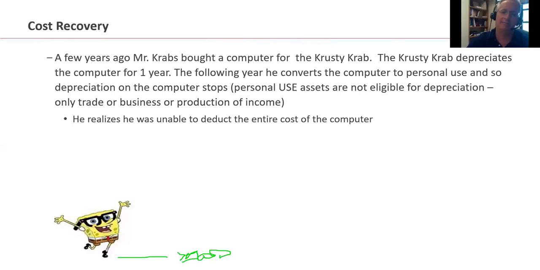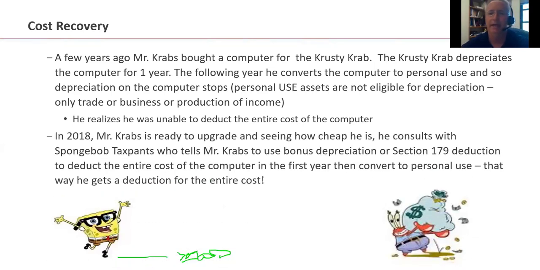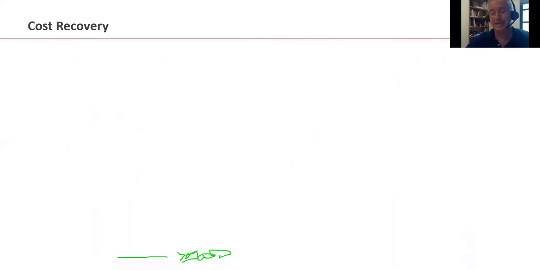So of course, he comes up with a crazy idea. He says, look, I'm going to buy a new computer. This time what I'm going to do is use either bonus depreciation or Section 179, whichever one I'm eligible for, and I'm going to deduct the entire cost of the computer in the first year. Then I'm going to convert it to personal use property. As a result, I will have deducted the entire cost of that computer, even though I'm really using it for personal use. Sweet gig, right?